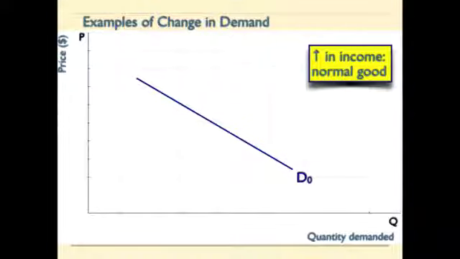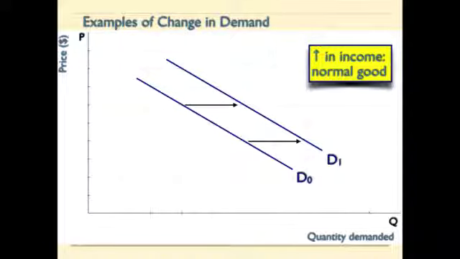So let me go through a few examples of this and some of the things you might see here. Let's say you're asked to show what happens to this demand curve D0 when there's an increase in income for a normal good. Remember, there's a positive relationship between income and the demand for a normal good. So if income is increasing, the demand for that good is increasing. So the demand curve shifts to the right when there's an increase in income for a normal good.